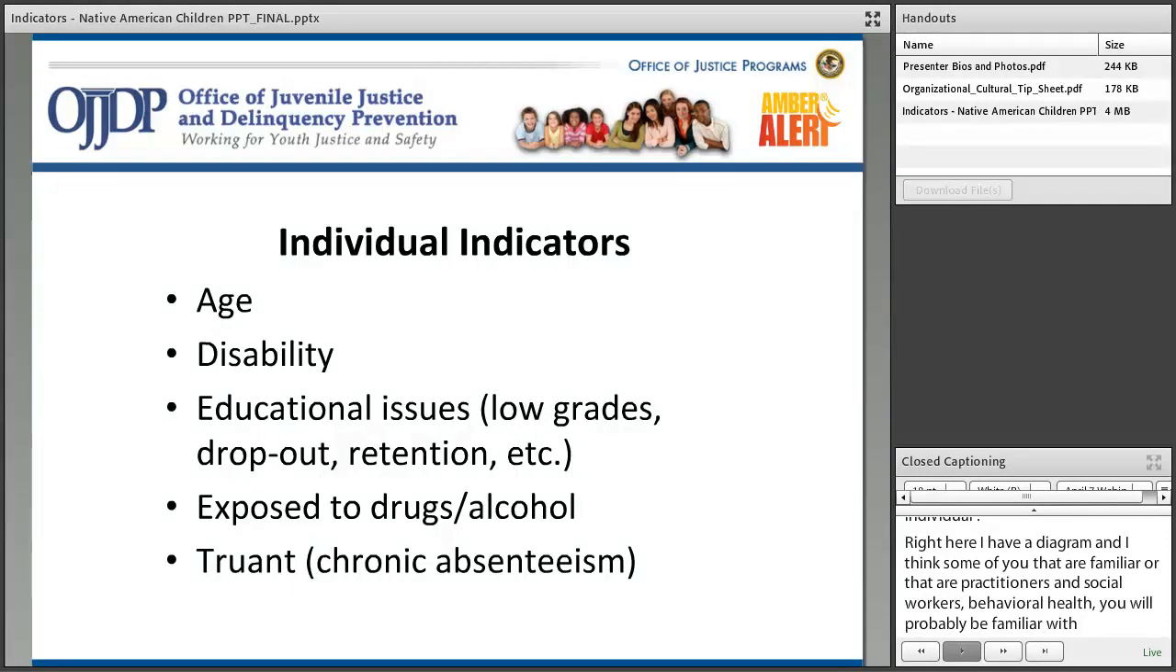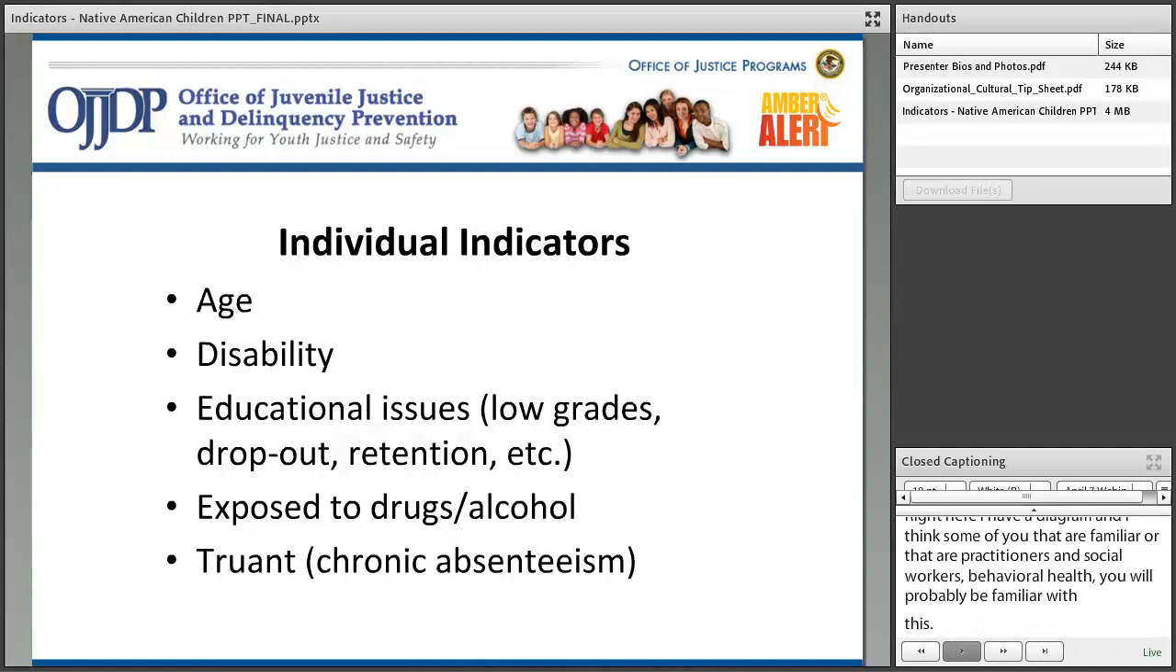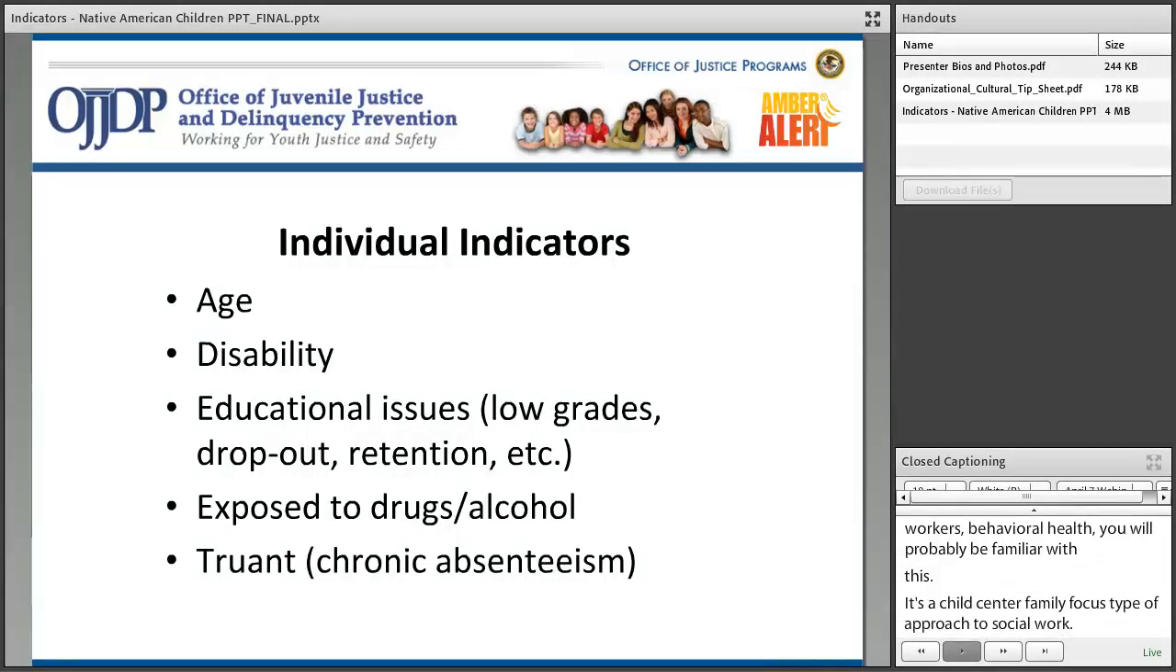So with our individual indicators, we have age, and we know that the most vulnerable population, and potential victims, for child abuse are between the ages of 0 and 4. So individual indicators in relation to age tend to be, the level is a lot higher at times. You'll see in your work with clients at that age, we tend to see children begin to be exposed to not just child abuse, but other forms of violence as well. Also, disability.